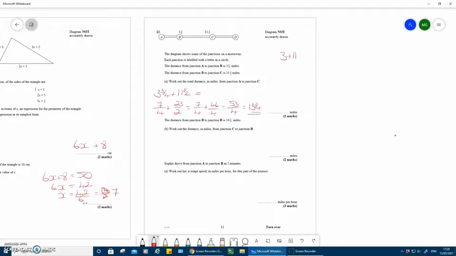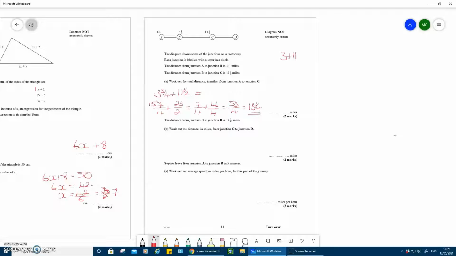Oh, I've gone wrong somewhere, sorry. I've gone wrong, so 7, 46... 22, 23. Oh, it's not 7, is it? 4 times 3 is 12, 15. So 15 over 4. So it's important to check, because here I've noticed that 3 plus 11 is already 14, so the answer can't be 13.